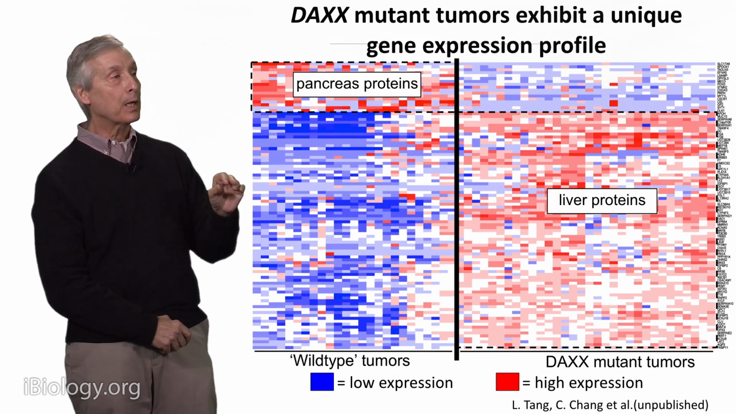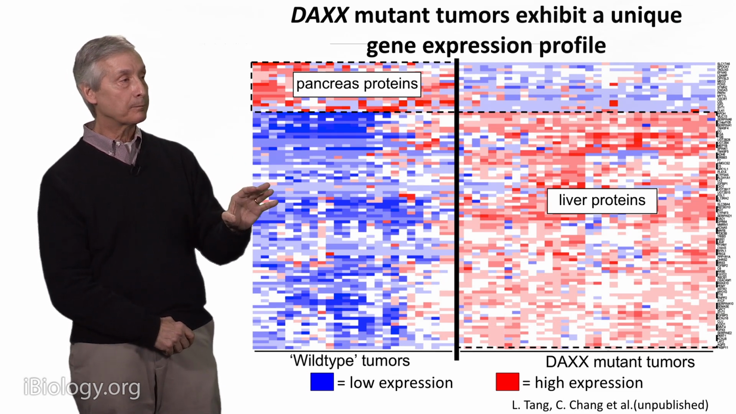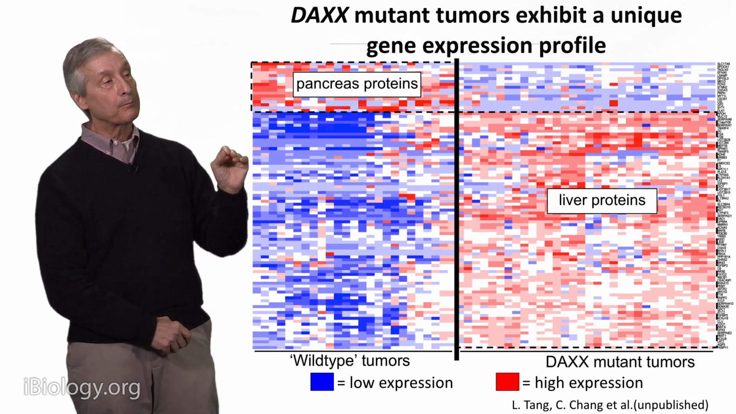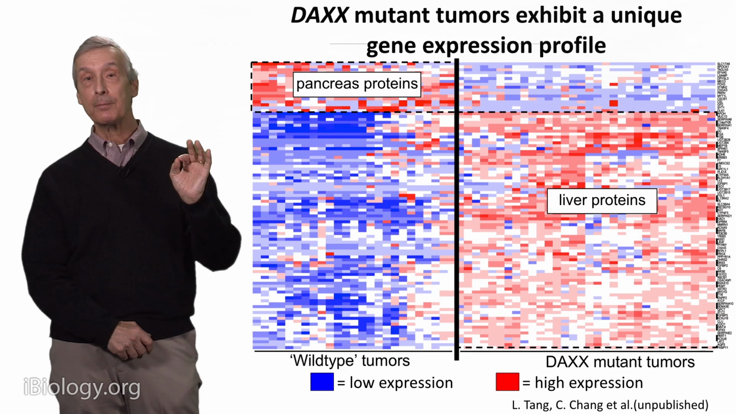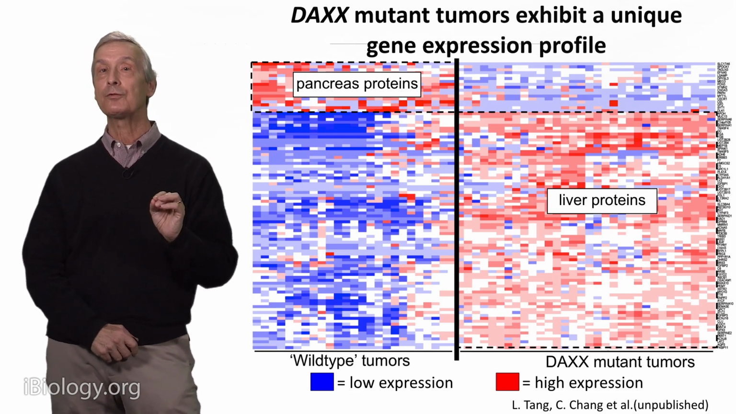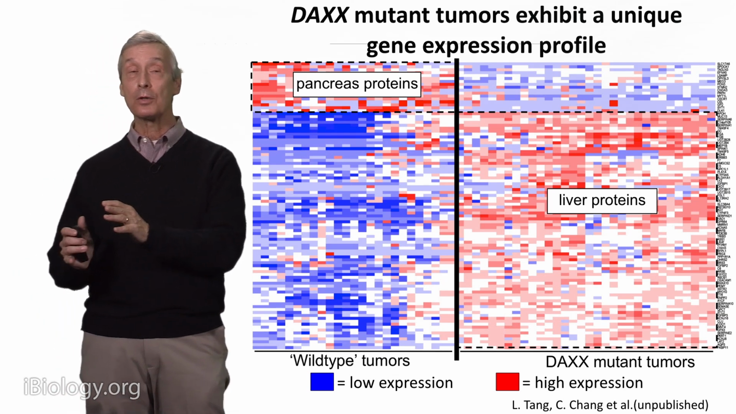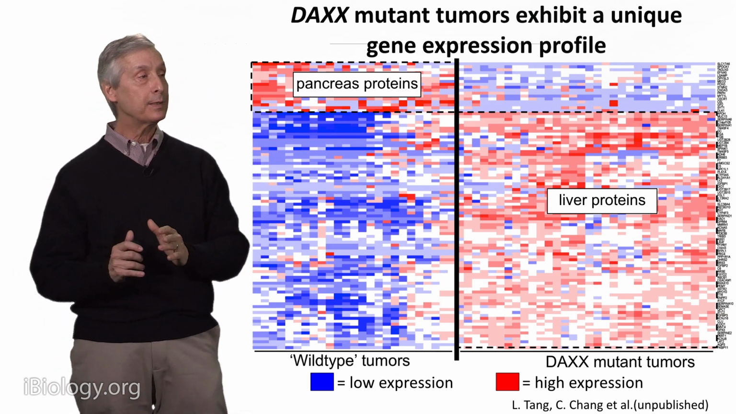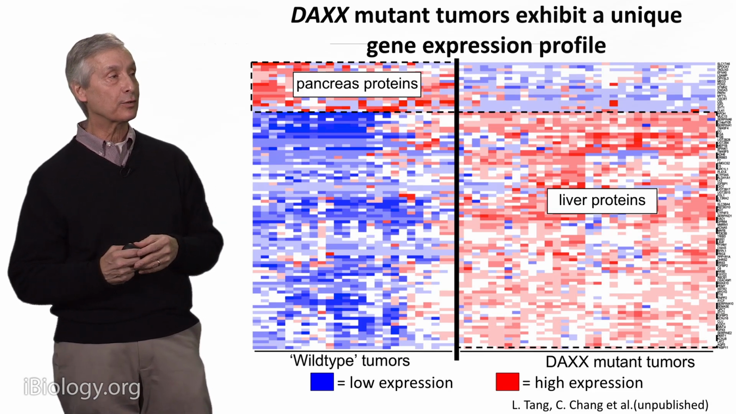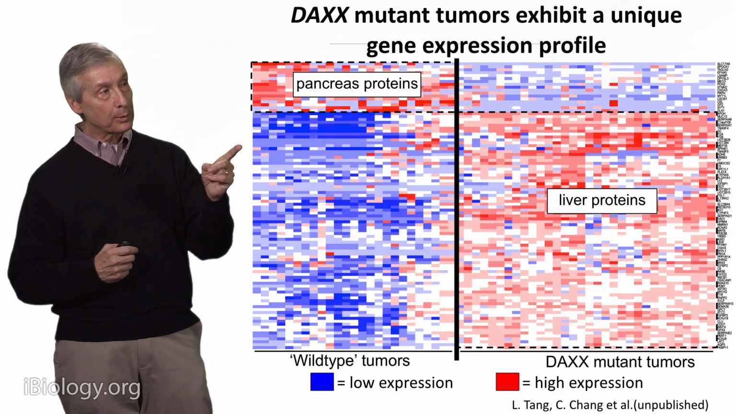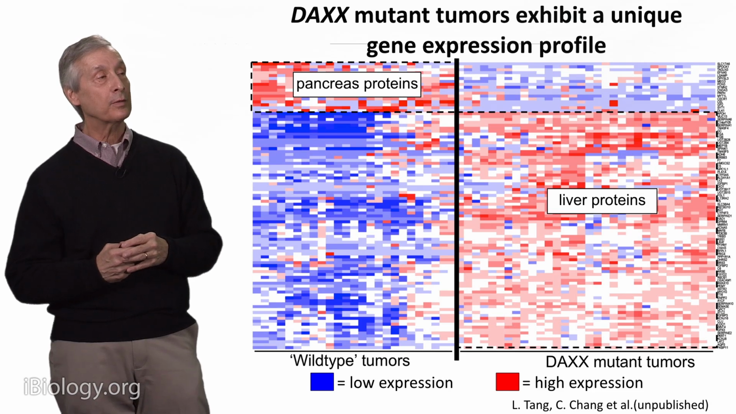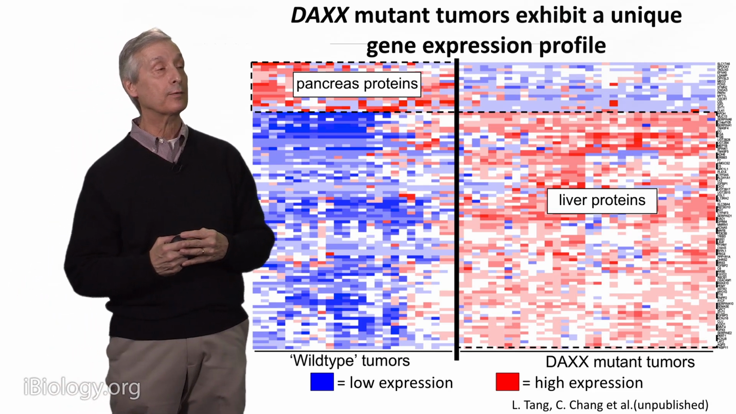But in general, the very blue genes are non-expressed genes coming from tumors from patients who have been sequenced and genotyped to not have a mutation in DAX. They had a tumor, they had trouble, but they didn't have a DAX mutation. And since red in this highlighting is expression, I'll just tell you that in the upper left-hand quadrant, the proteins that are most strongly expressed are pancreatic proteins.